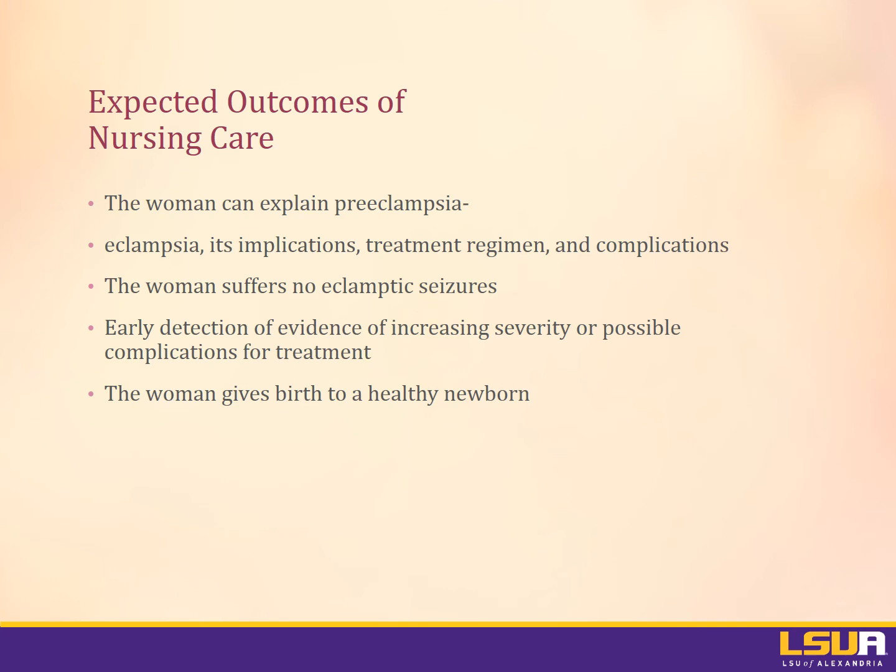So, we want the woman to be able to explain what preeclampsia is and what she's watching for. What happens if she ends up developing eclampsia and the treatment regimen? We don't want her to experience eclamptic seizures. That's why it's very important that we monitor closely. And early detection of evidence of increase in severity or possible complications is very important, because our ultimate goal is that she gives birth to a healthy newborn and she stays healthy.